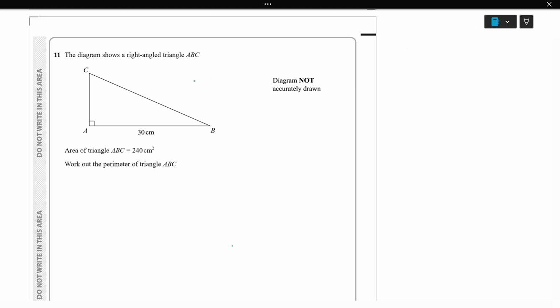Here, question number 11. The diagram shows a right angle triangle ABC. The area of triangle ABC is 240. Work out the perimeter of ABC.